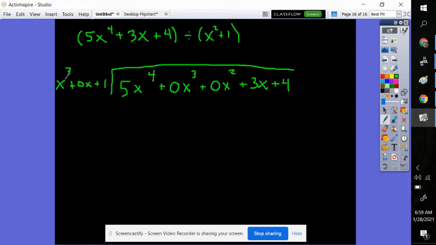So what times x squared will give me 5x to the fourth? That's going to be 5x squared. So over my x squared column, I'm going to put my 5x squared. Now I'm going to multiply this to all three things. So I'm going to get 5x to the fourth, I'm going to get 0x to the third, and I'm going to get plus 5x squared.